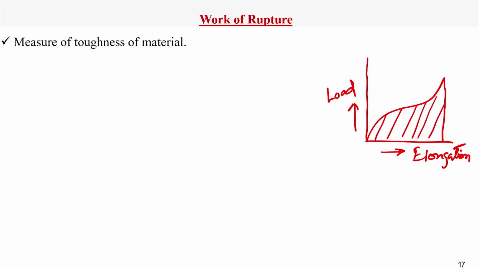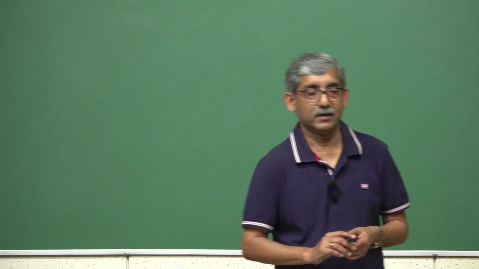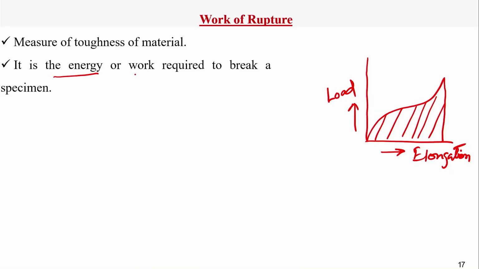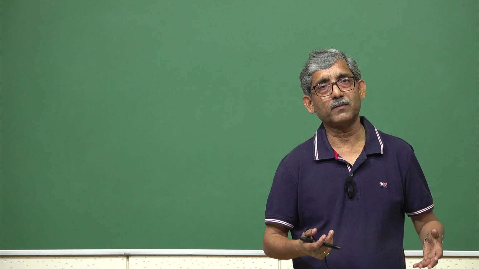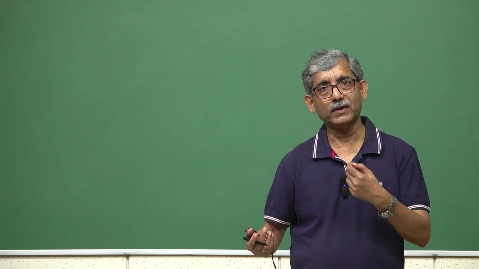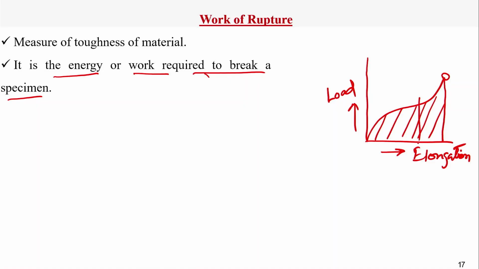Now, this work of rupture is the energy or work required to break a material. If we take it up to the breaking point, that means it is the work of rupture up to the breaking point, and we can also take it at any other specified elongation point. That is expressed in terms of the multiplication of a load unit and an elongation unit. So, that is the work done.